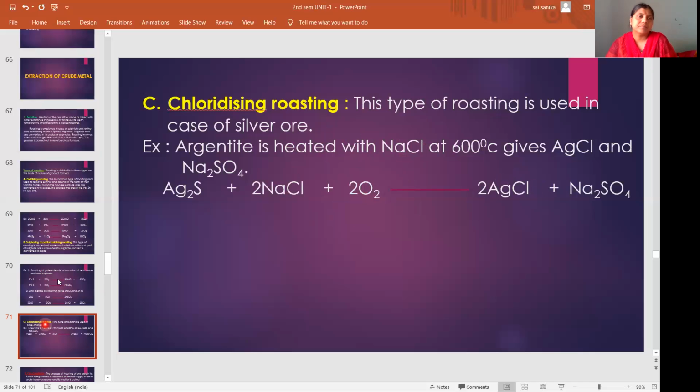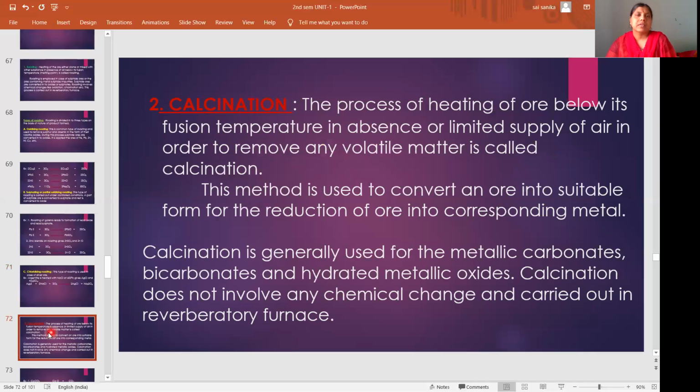Then next, calcination. The second one is calcination. The process of heating an ore below its fusion temperature in the absence or limited supply of air in order to remove any volatile matter is called calcination. So what is meant by calcination? Here also we are heating the ore below its fusion temperature, but in the absence or in limited supply of air. So why are we doing this? In order to remove any volatile matter.